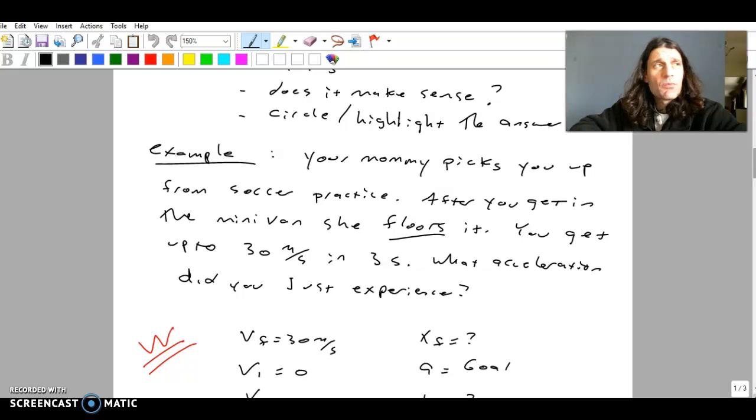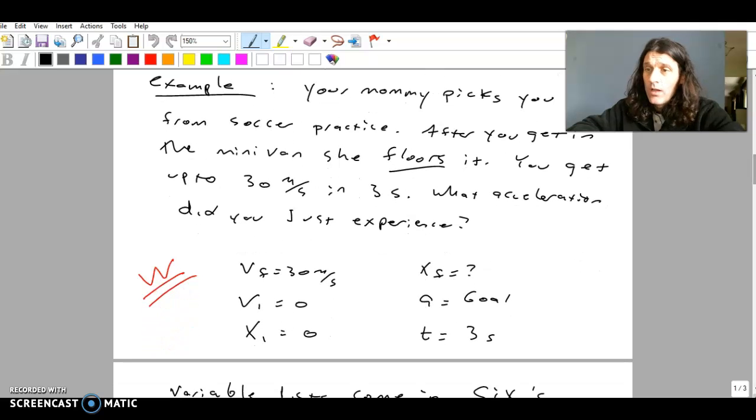She gets up to 30 meters per second in 3 seconds. What acceleration did she just experience? That type of story is a very common one. This is obviously a very easy problem, but what I'm going to do is just show you the WISE method to do it. So what I did there with the W in red underlined is show you that variable list.